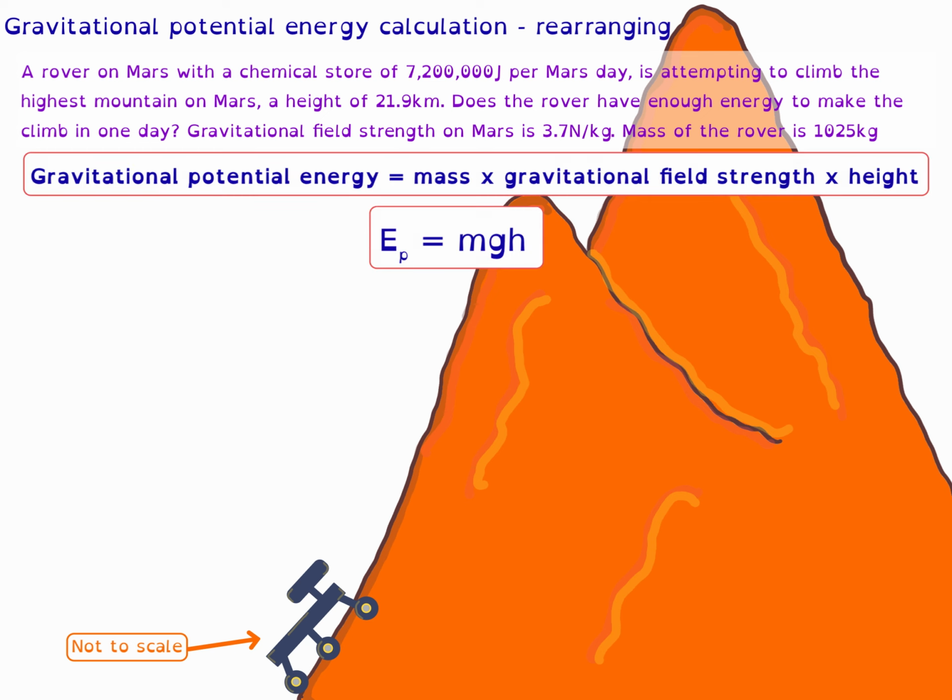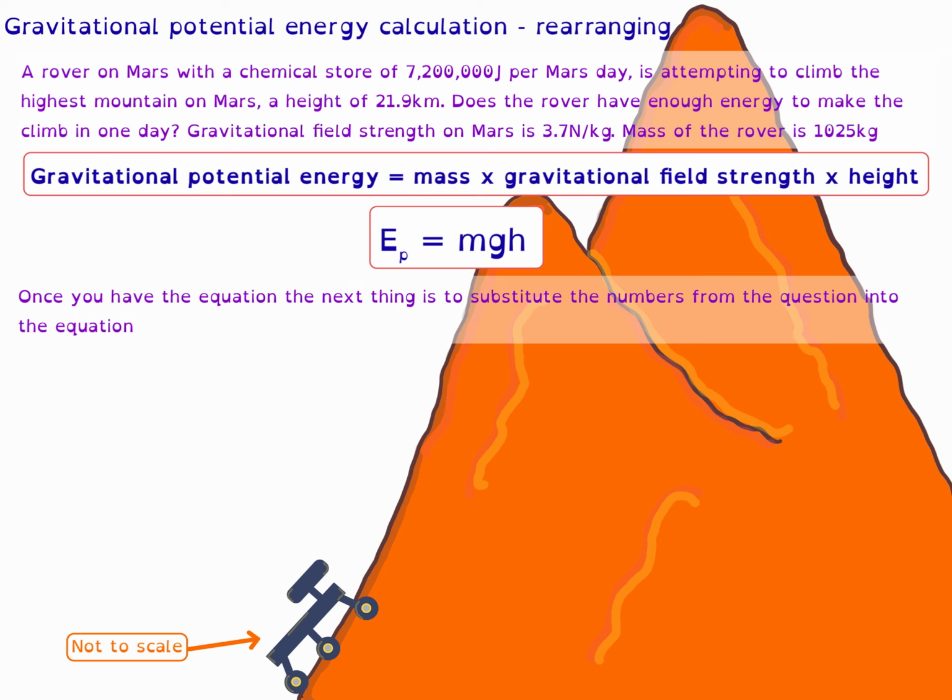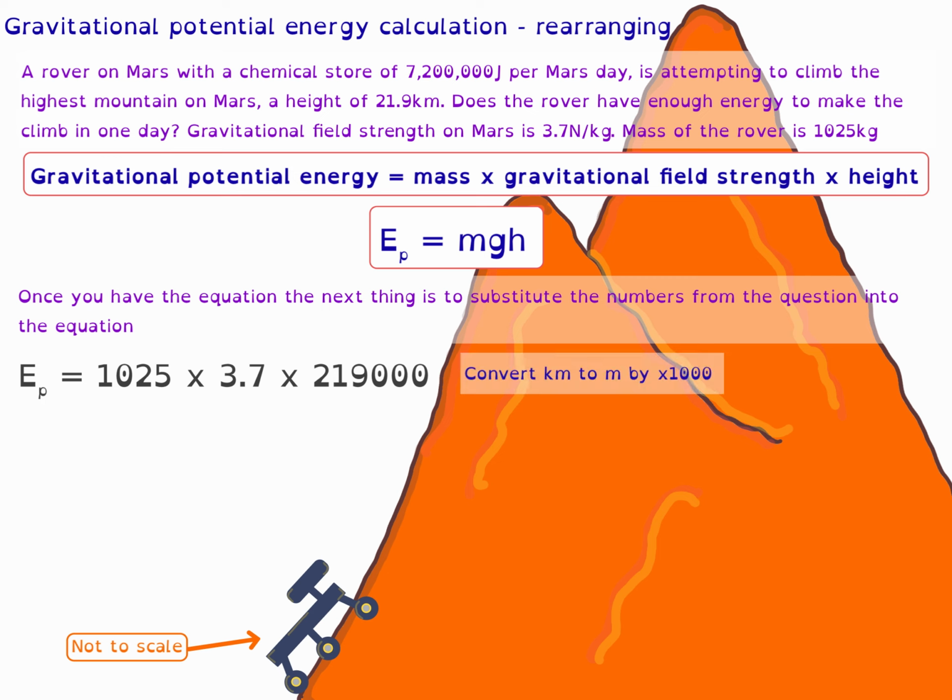Our equation is gravitational potential energy equals the mass times the gravitational field strength times the height. Once we have the equation, the next thing to do is substitute the numbers from the question into the equation. This gives us gravitational potential energy equals our mass, 1,025, multiplied by our gravitational field strength on Mars, which is 3.7, multiplied by our height, which we have converted into meters from kilometers, which gives us a value of 219,000 meters. Multiply these together and that gives us our answer of 83,055,750 joules. So our rover would not be able to make this climb in one day.